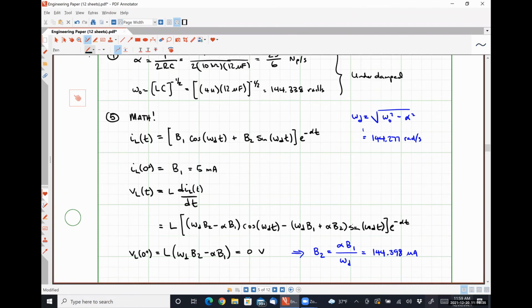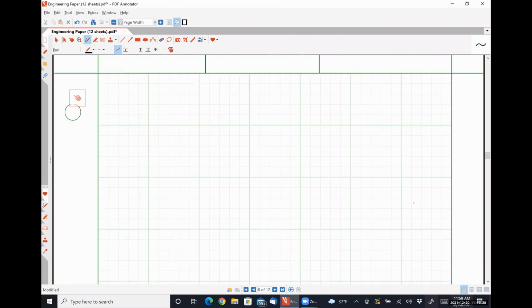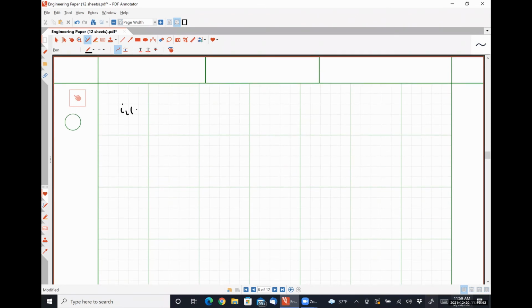And so I can plug those values in, and I will find that iL of t is equal to 5 times 10 to the minus 3 cosine of 144.277 t plus 144.398 times 10 to the, oh, that should have been a minus 3, 10 to the minus 6, sine of 144.277 t, times e to the negative 25/6 t.